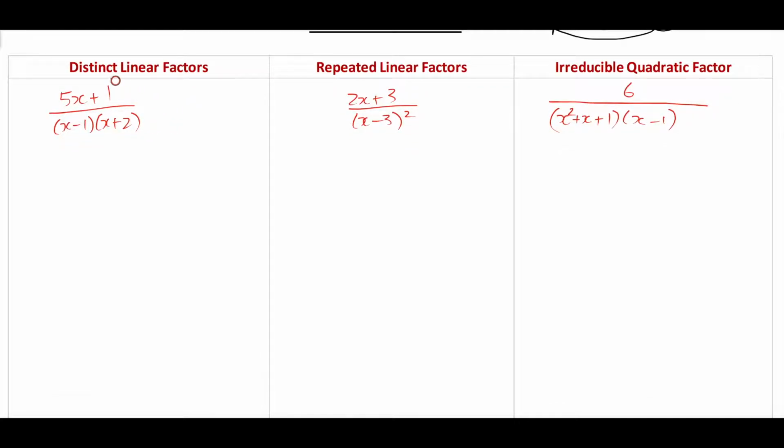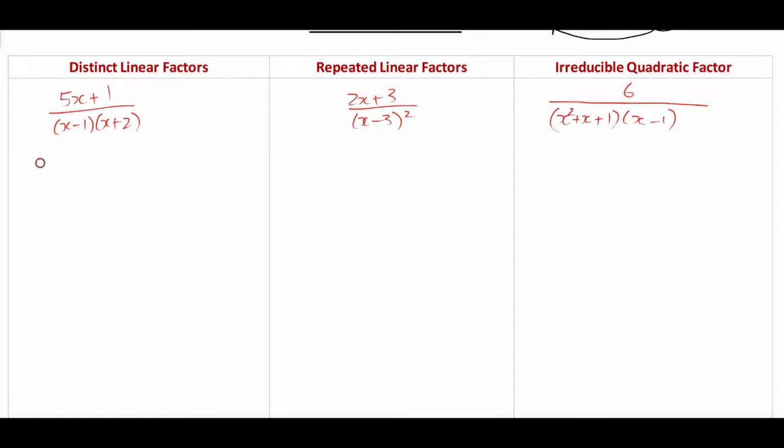Okay, so what is the criteria for something to be in this category? That would be you have 2 or more linear factors on the denominator, and then on the top is just anything. It can be a number, a constant, or functions such as these. So if you have 2 linear factors or more on your denominator, that is a case of distinct linear factors.